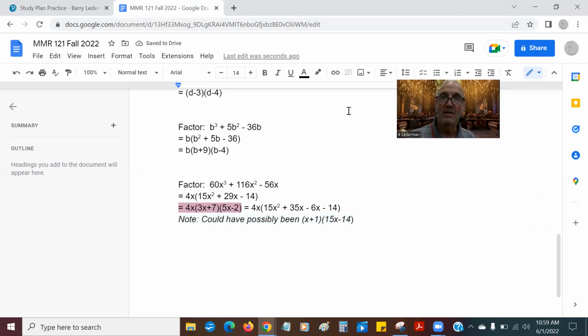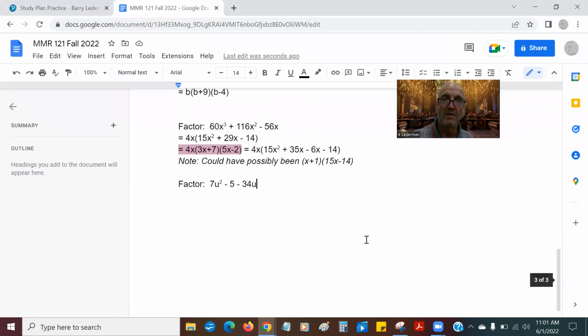Okay, now let us go on to another one. So let's look at this problem now: 7u squared minus 5 minus 34u. The first thing I want to do is put this in order, so let's rewrite this in proper order.